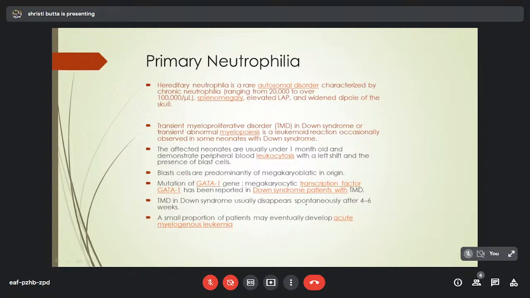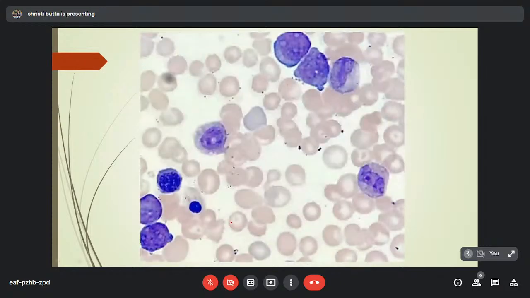are megakaryoblastic. It is important that this transient abnormal myelopoiesis, or transient myeloproliferative disorder seen in Down syndrome, usually disappears spontaneously after 4 to 6 weeks or about 3 months. A small proportion, however, changes into an acute myeloid leukemia. So this is a very interesting case that we've come across.